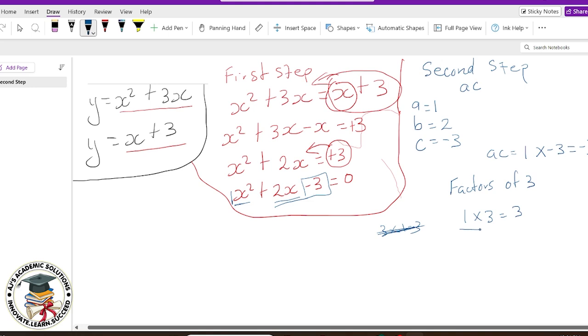Now, this is the easy part per se. However, you need to actually then ask yourself this. When I add or subtract, it needs to be equal to whatever b is. And in this case, b is 2.